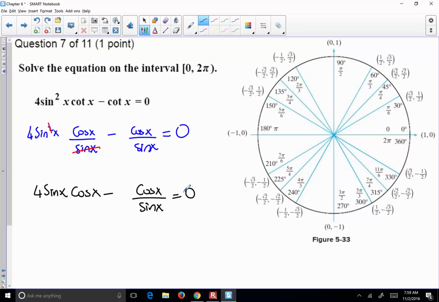Yeah, I'm stuck. Next. Can you cancel the other side? No. This sine, you mean? With this? No, this sine is only multiplying these two. This sine is not multiplying this one. I could cancel them if this sine squared would multiply this one, but no, I can't.